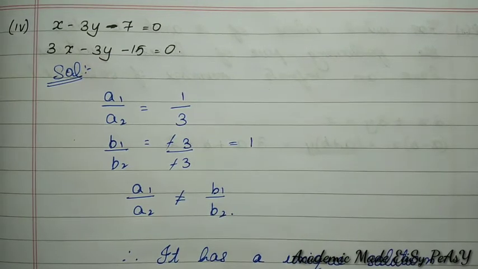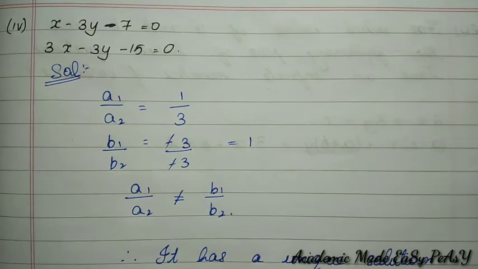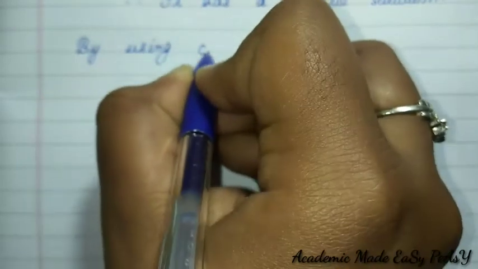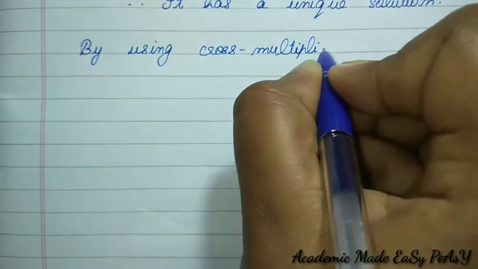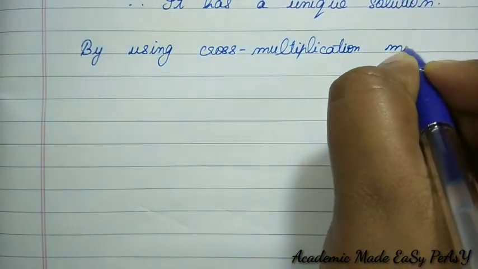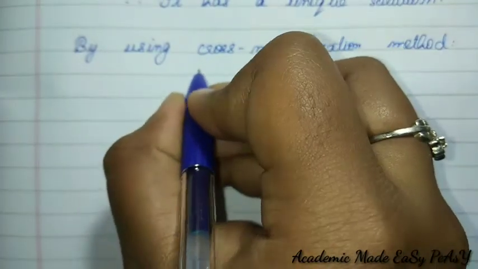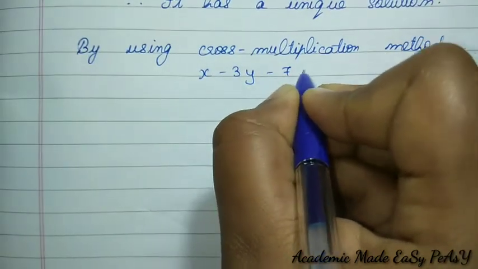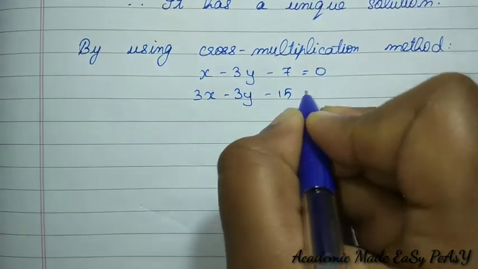So what have they said? If we have a unique solution, then we have to find the solution for the given equations through the cross multiplication method. So now let's do that. By using the cross multiplication method, first let us write the equations: x minus 3y minus 7 is equal to 0 and 3x minus 3y minus 15 is equal to 0.